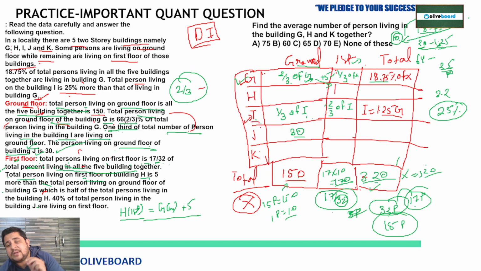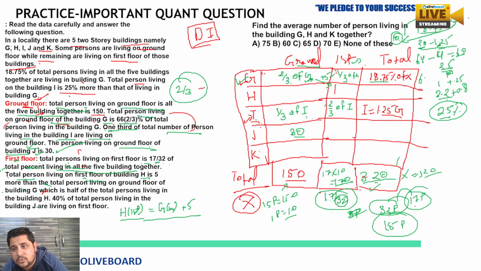So half of 320 is 160, half of 160 is 80. Fine. So 80 is 25%, then 0.25% will be 0.8. So already we calculated 1% plus 0.25%, so it will be equal to 4. So 64 minus 4, you will get 60 here. So 60, the total number of persons in building G, is 60.